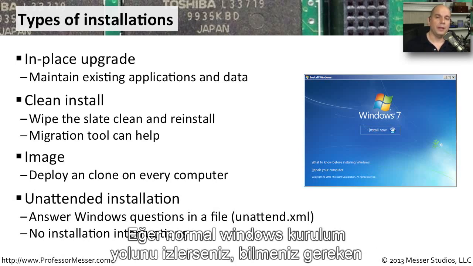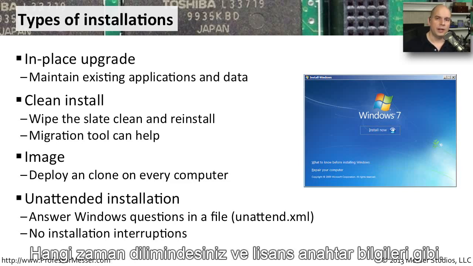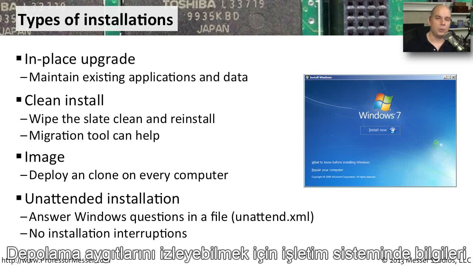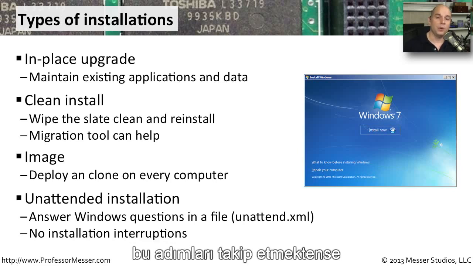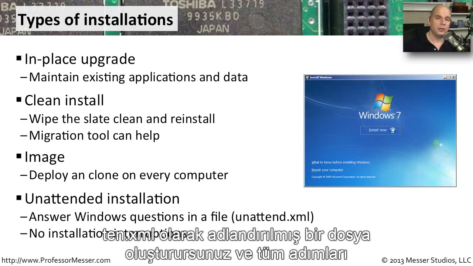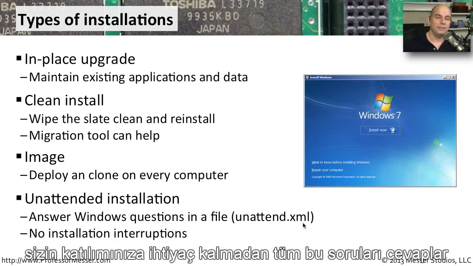Large organizations that aren't using images might use something like an unattended installation. If you go through a normal Windows installation, there are a lot of prompts. It wants to know what time zone you're in. You have to put your license key information. You have to answer questions about where you're going to store information on the operating system to what storage device. And instead of going through those prompts, you can create a file called unattend.xml that will go through this process, and the unattend file already has the answers to all of these questions.